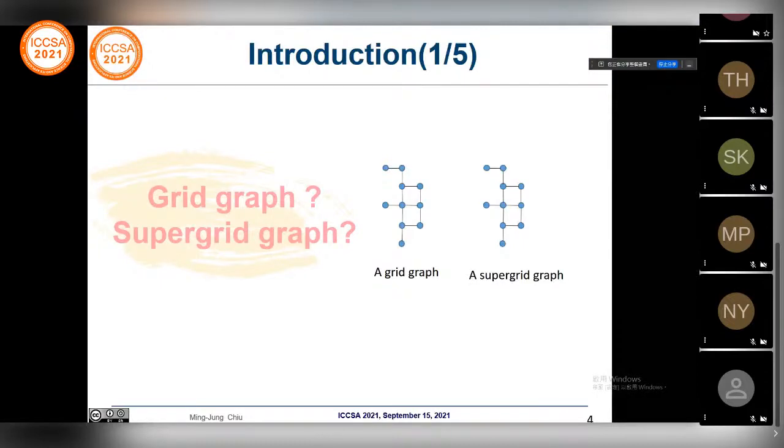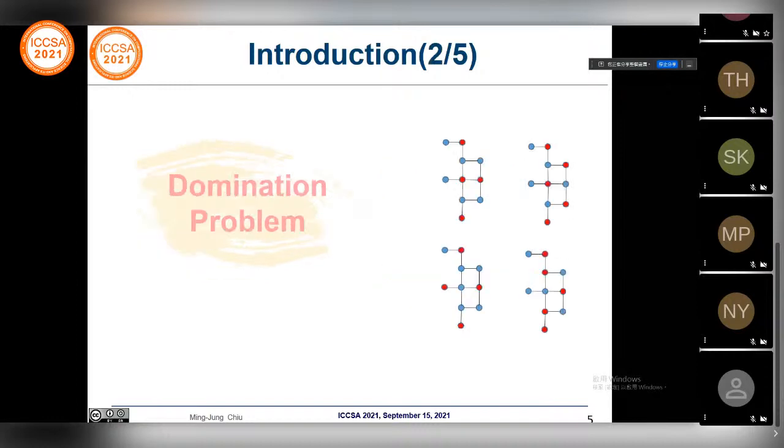Let's talk about the grid graph. A vertex in the grid graph is connected to its neighbors horizontally and vertically. And in the supergrid graph, the vertex can also connect diagonally. About the domination problems, we need to find the domination number, which is the size of the minimum dominating set. The dominating vertex can dominate its neighbors. This is an example of a dominating set. The red vertices are the dominating set.